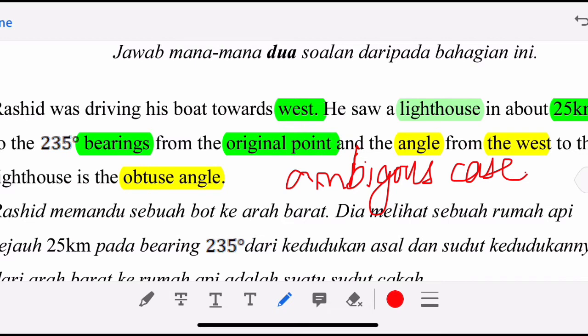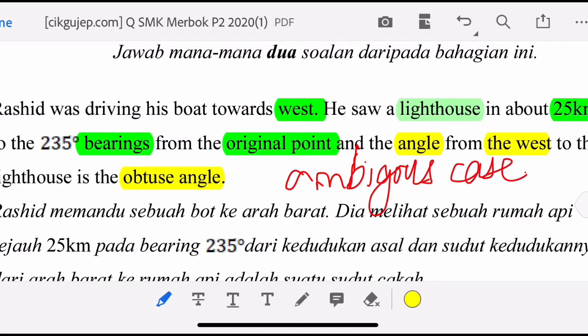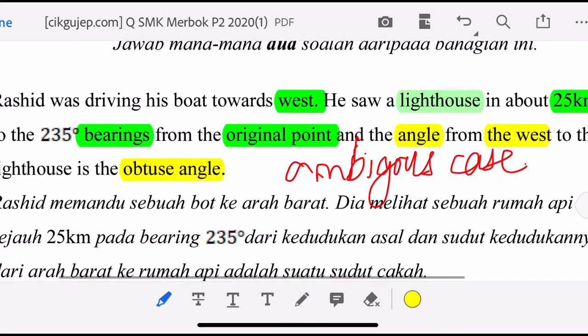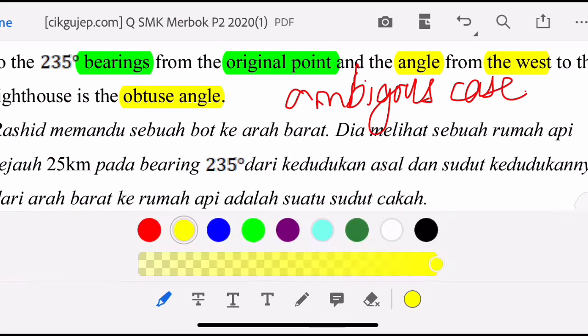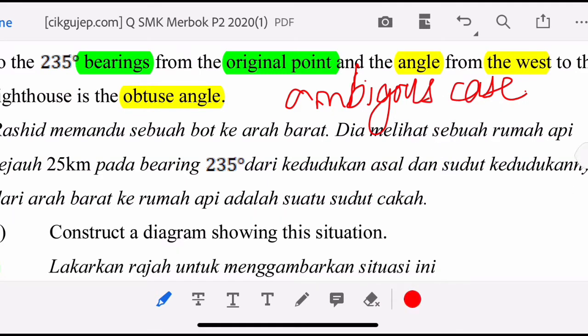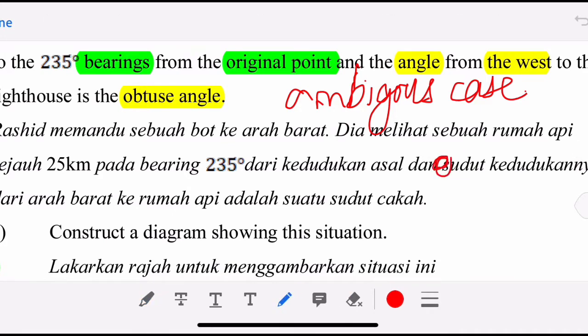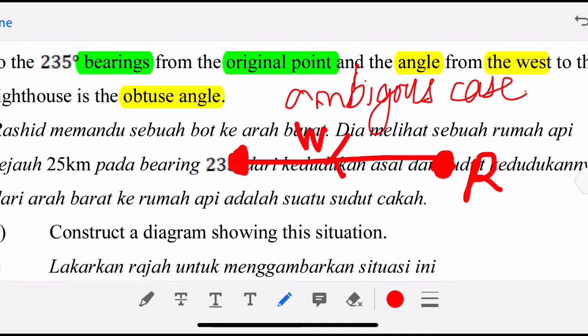So we are going to solve this one slowly. Let's see what the question wants. Construct a diagram. Whenever you need to solve a HOTS question, after you understand the question, you have to draw. Let's draw it now. In the beginning, Rashid is here, so we use a dot to represent the origin. This is the position for Rashid. Rashid traveled to the west, so this is the position for west.